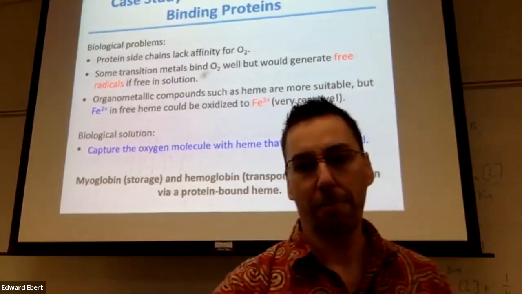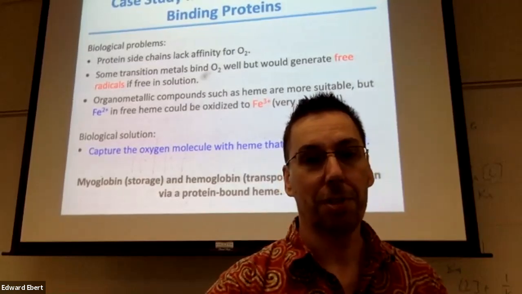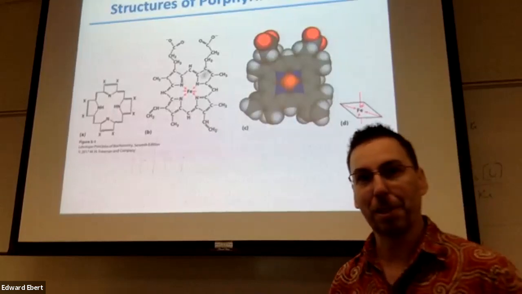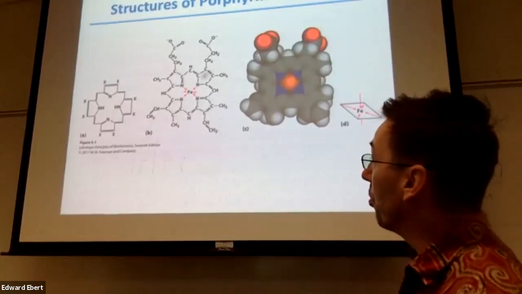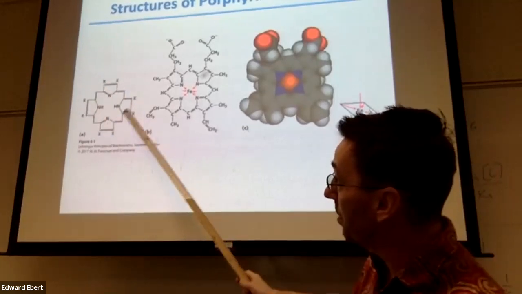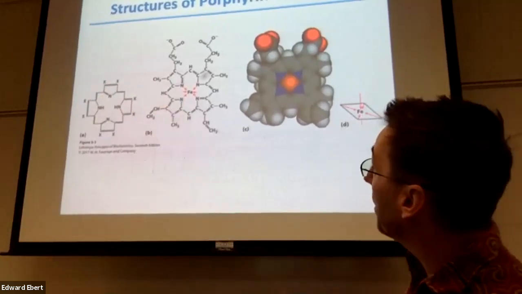Both of them have very similar structures. Hemoglobin is essentially 4 myoglobins stuck together. All right? So let's look at our porphyrin ring. This is our porphyrin ring, which is the basis of our heme.